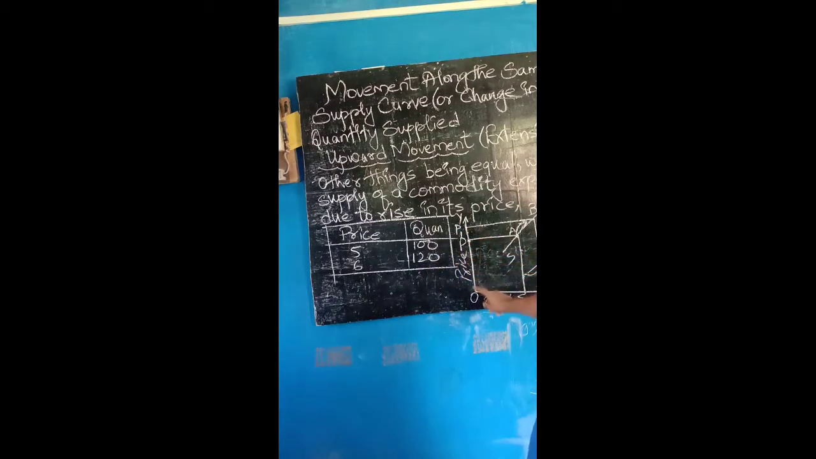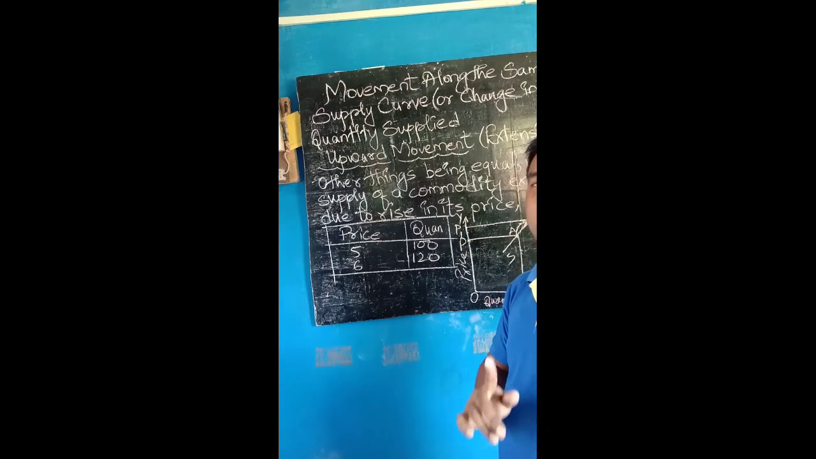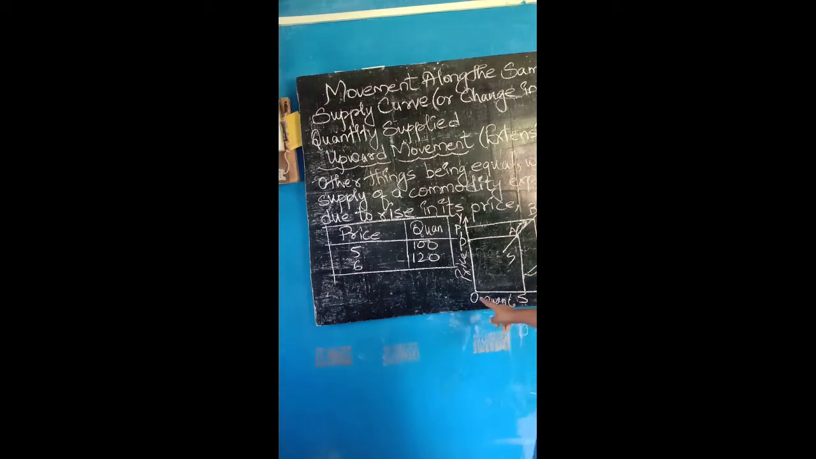See here, when the price is OP, the quantity supplied for the commodity is OS. When the price increases from OP to OP1, the quantity supplied will also increase. In that case, the quantity supplied for the commodity also increases from OS to OS1.